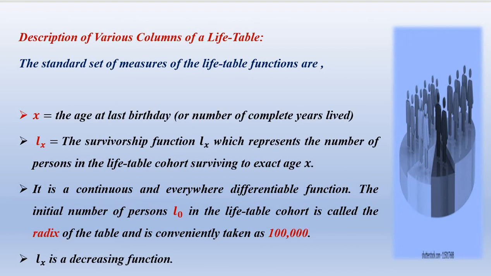Now, description of various columns of a life table. The standard set of measures of the life table functions are x, the age at last birthday, or number of complete years lived. lx is the survivorship function, which represents the number of persons in the life table cohort surviving to exact age x. It is a continuous and everywhere differentiable function. The initial number of persons l0 in the life table cohort is called the radix of the table and is conveniently taken as 1 lakh. lx is a decreasing function.